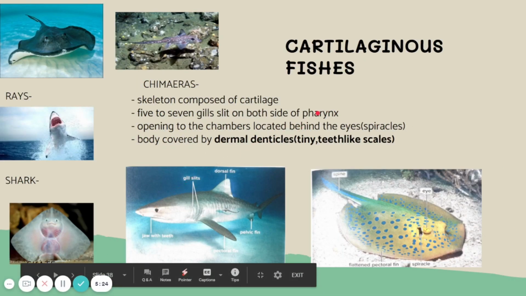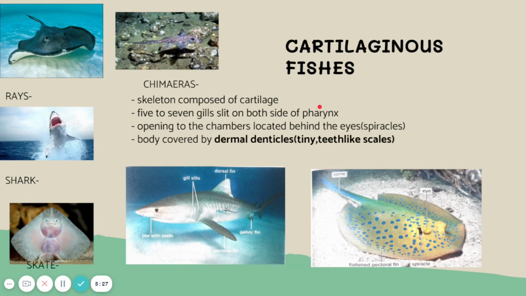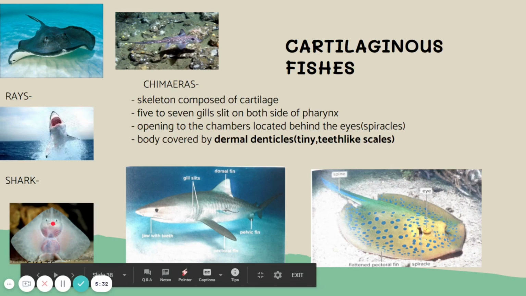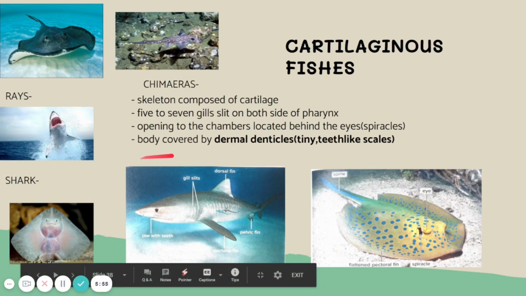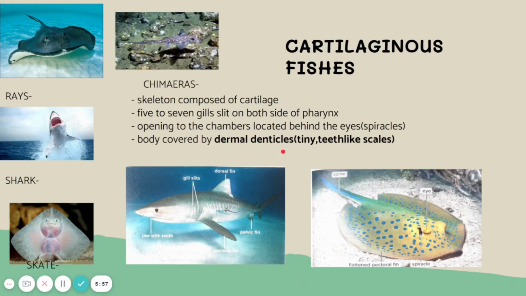Okay, for the last one is cartilaginous fishes. For the cartilaginous fishes, we have chimeras, rays, sharks, and also skates. Their skeleton is composed of cartilage instead of bone. They also have 5 to 7 gill slits on both sides of the pharynx and lack the gill cover of bony fishes. In addition, they also have openings to the gill chambers located behind the eyes, called spiracles. Their body is also covered by dermal denticles, which are tiny teeth-like scales.